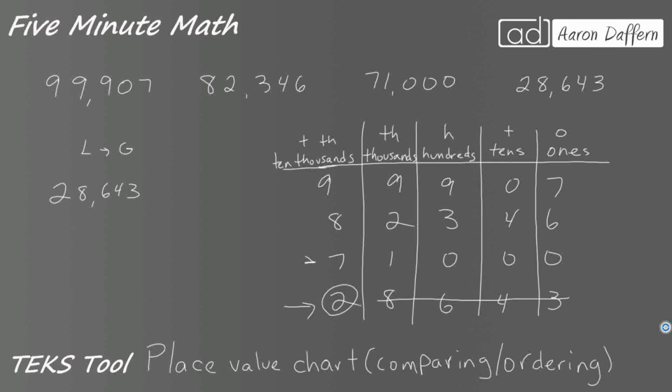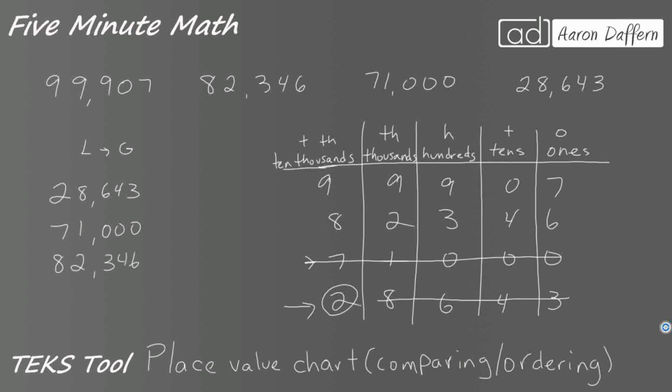That 7 is going to be smaller than anything else. So I'm going to put 71,000. And I don't have to look at the 1 or anything else. Next, it's between an 8 or 9. Look, that 8 is smaller than the 9, so 82,346.